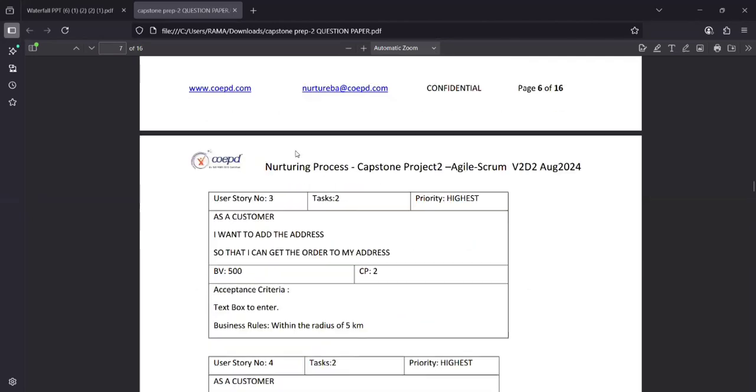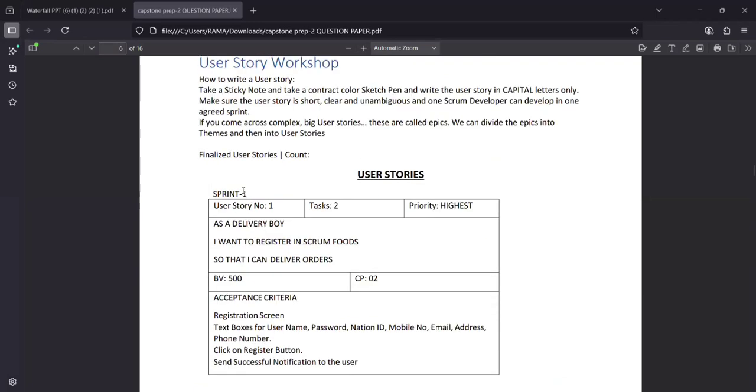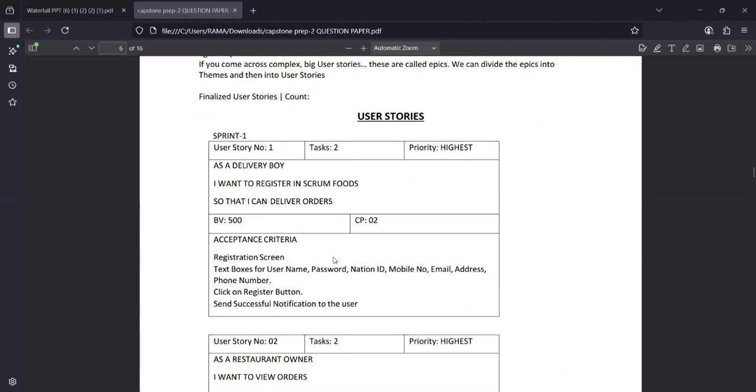First you need to give a user story number, task and priority, and this is the user story format. Then you need to give the BV value and CP value and the acceptance criteria.